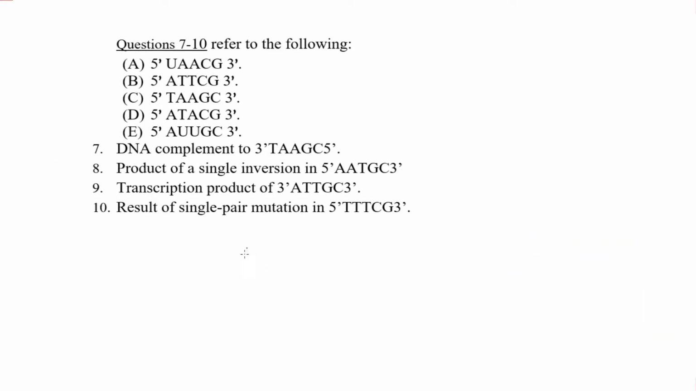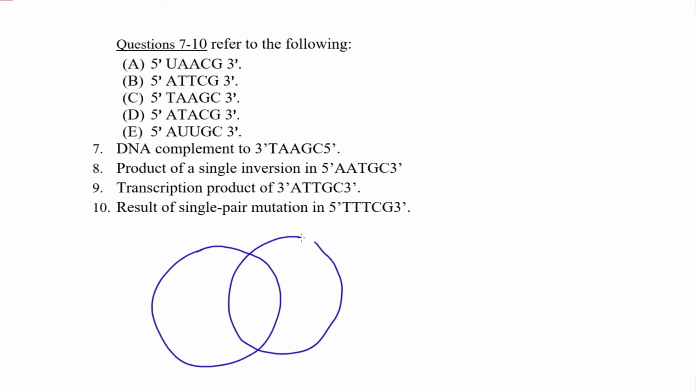Don't forget that we have different types of nitrogen bases. I'd like to revise it with you now. These are the nitrogen bases found in DNA, and these are the nitrogen bases found in RNA. Both DNA and RNA nucleotides share adenine, guanine, and cytosine. But thymine is only found in DNA nucleotides, unlike uracil, which is found only in RNA nucleotides.